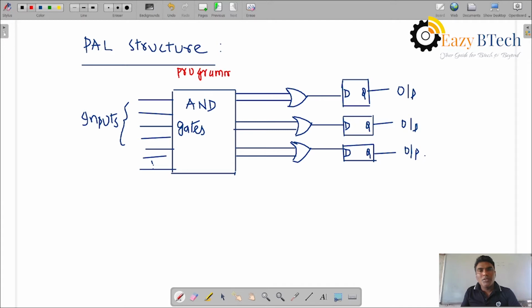This is programmable AND. According to the program, we can write the logic, so according to that the AND gates or switch connections can be set. The OR gate is external, we can connect it. This is a fixed OR gate.